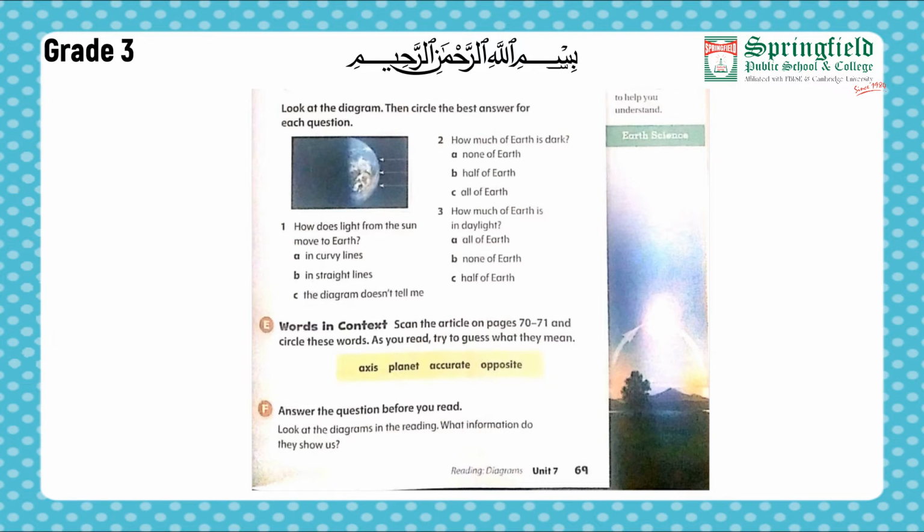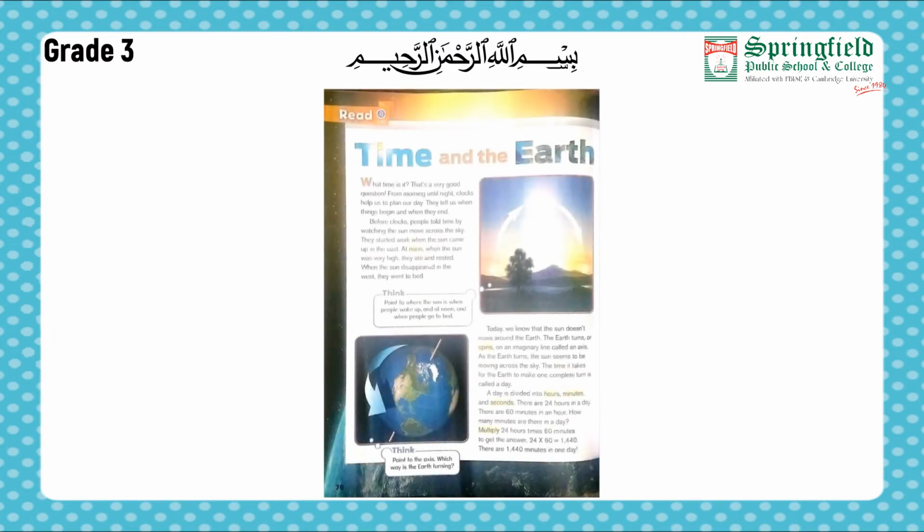Part F. Answer the question before you read. Look at the diagrams in the reading. What information do they show us? Now, let's see what the diagrams are about. One of the diagrams is about day and night, as it is showing the sun rising and then the sunset. The next diagram is about time zones, Earth and the planets. As we can see, the name of our text is also Time and the Earth.